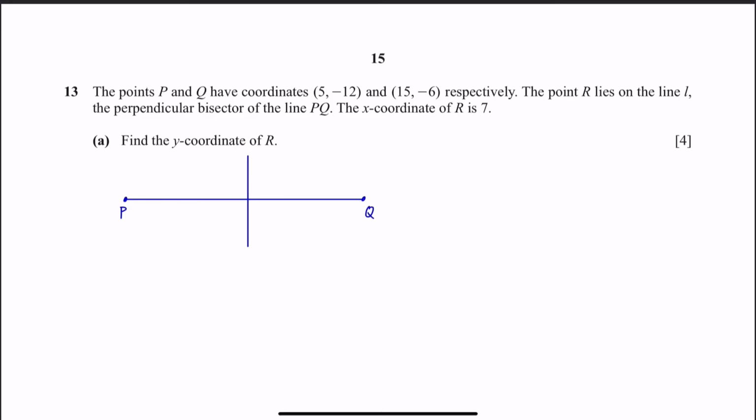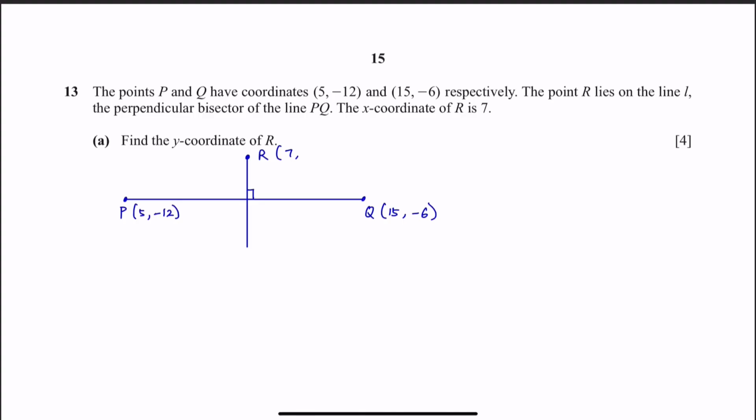Perpendicular bisector means it bisects the line, it cuts the line into half, and this is 90 degrees. So R would be here. So P is (5, -12), and Q is (15, -6). R is 7, and we need to find the y coordinate.